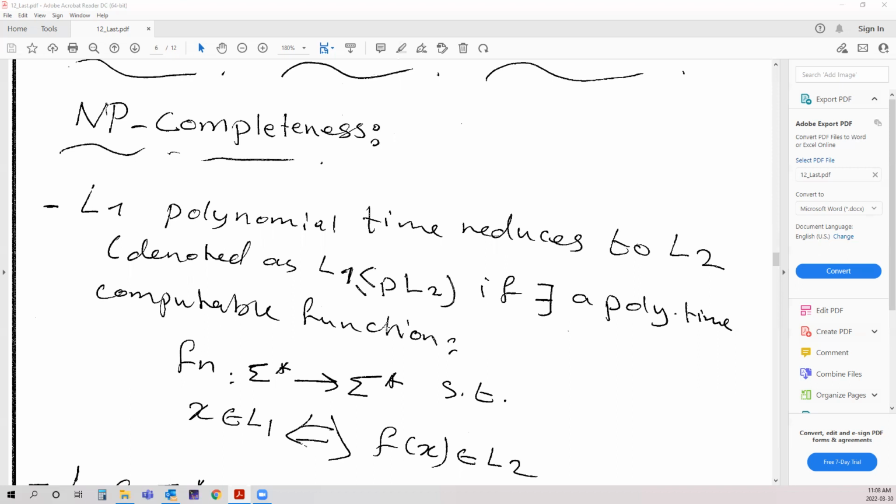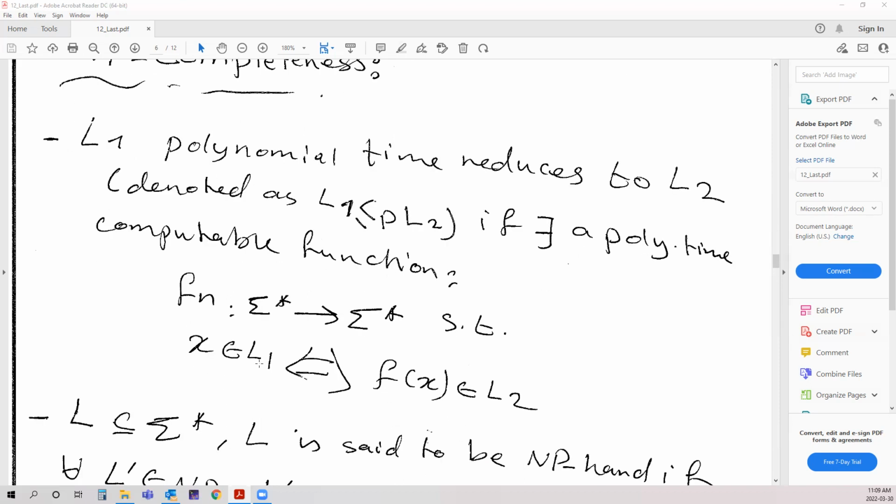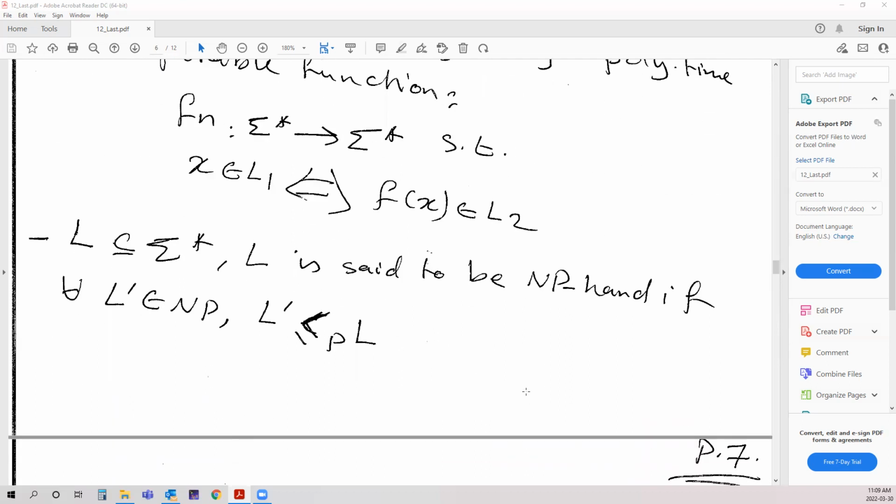L1 is polynomial time reduced to L2, denoted L1 ≤p L2, if there is a polytime computable function f from sigma star to sigma star such that x belongs to L1 if and only if f of x belongs to L2. Let L be contained in sigma star.